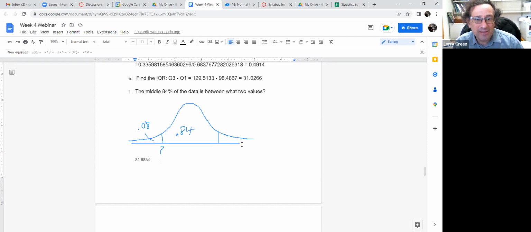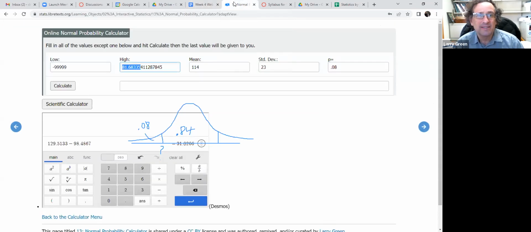If this is 8%, then this is also 8% over here, right? So we're going to do the same idea, but now the low is what we don't know. The high will be a bunch of 9s. And now we've got to find the low. And when we do that, it gives you 146.3166.